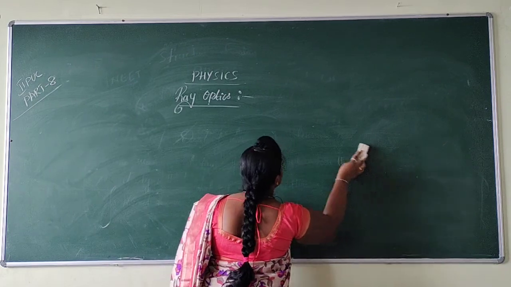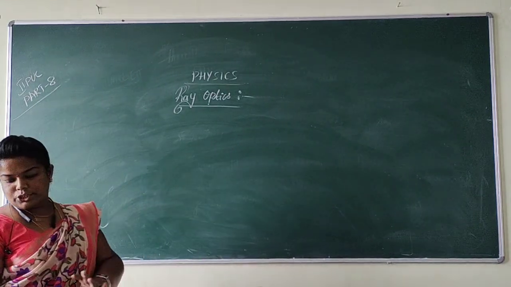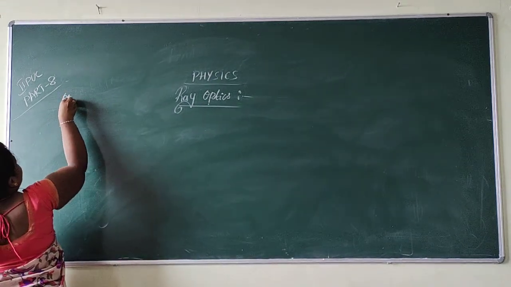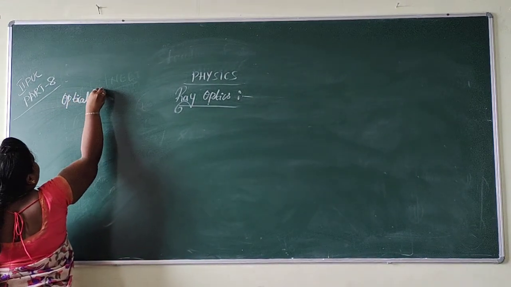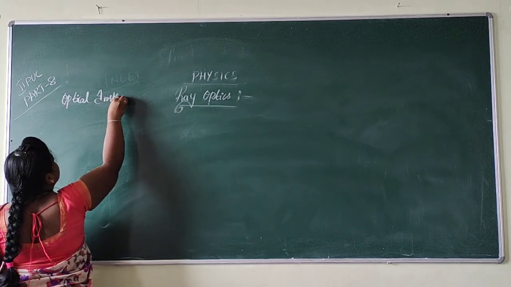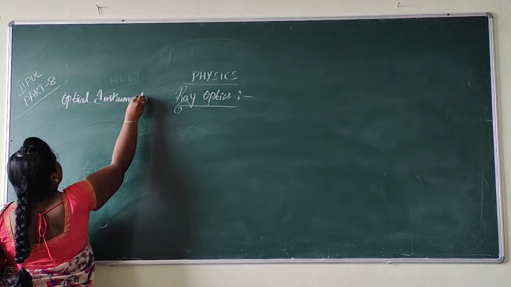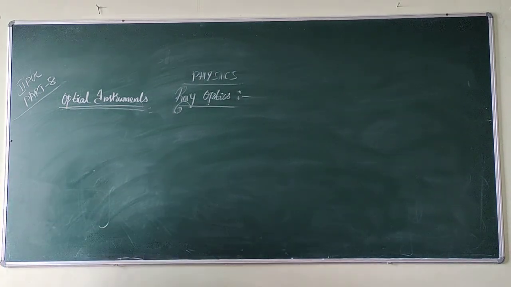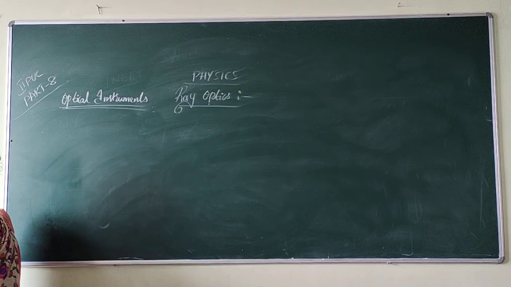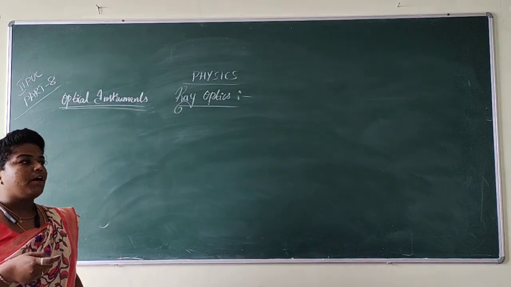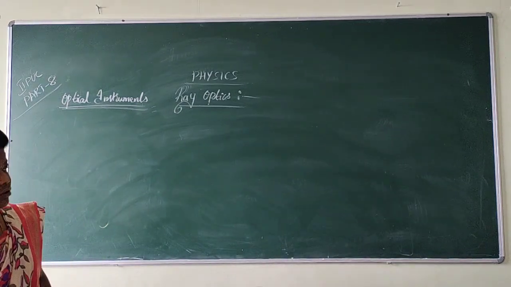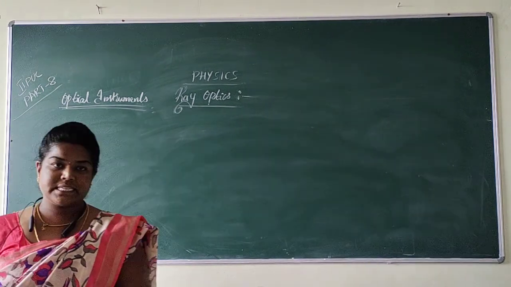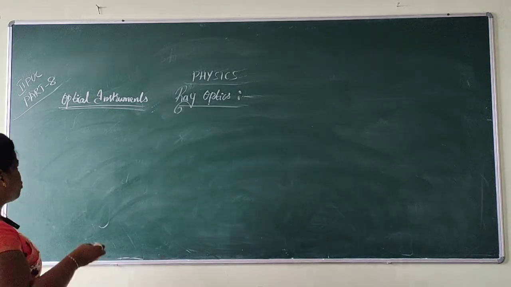Now let us go towards the definition of optical instruments. What is an optical instrument? My dear students, when we come towards optical instruments, we have the simple microscope, compound microscope, astronomical telescope, refracting telescope, and reflecting telescope. All those can be studied under optical instruments. Today, first I am taking the simple microscope.